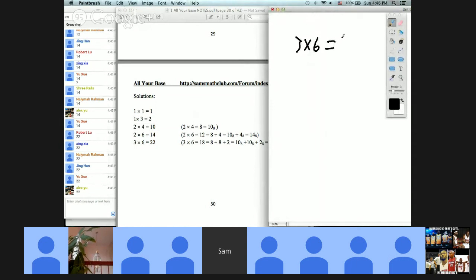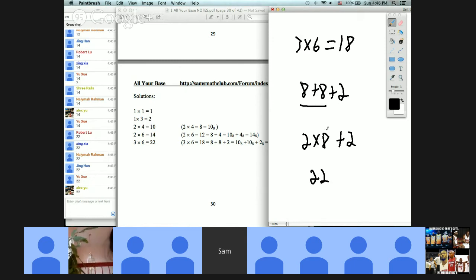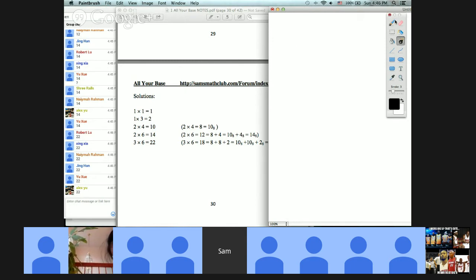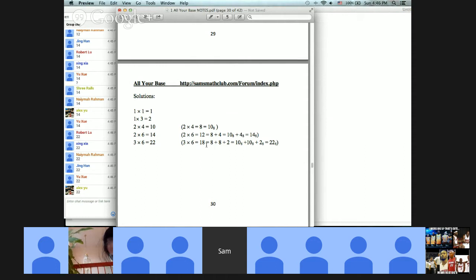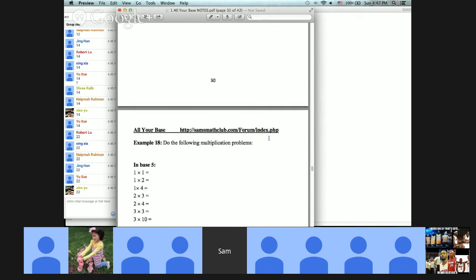Okay, so this equals 18 initially, and we want to convert it to base 8. So you have an 8 already, and then another 8. That's 16, and then plus 2. So you have two 8s here and then a 2, so it's basically 2 times 8 plus 2, which is 22. Nice job, you guys, for getting that. Again, 3 times 6 is 18. 18 has two 8s in it, so 2 goes in the tens digit spot. And then 10 plus 10 plus 2, 22. Okay.